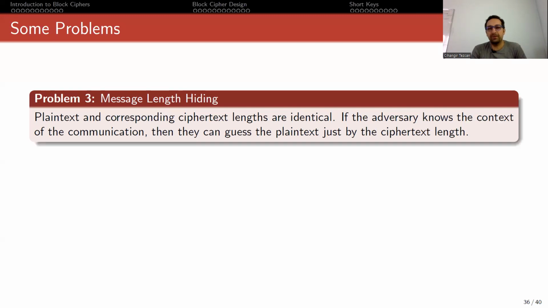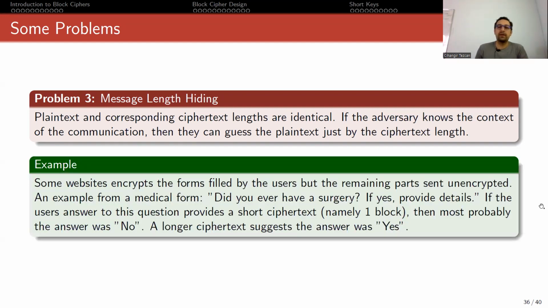So not many people consider this as a problem, but in practice, it might be a problem. The thing is that plain text and corresponding ciphertext lengths are identical when you use symmetric key encryption algorithms like block ciphers or stream ciphers. So if the adversary knows the context of the communication, then they can guess the plaintext just by looking at the ciphertext length.